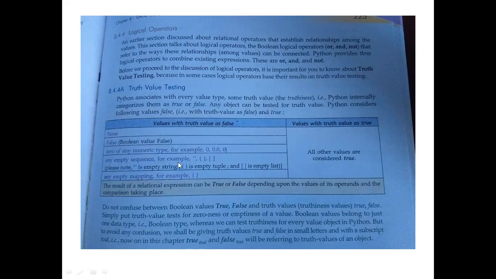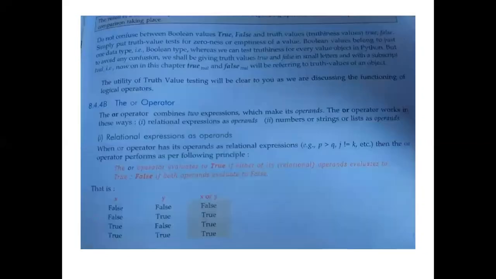So if in your operand there is a value like 0, parenthesis, double quotes, square bracket, then it takes the value false, and any other value is considered as true. So depending upon this table, let us see how logical operation works in Python.